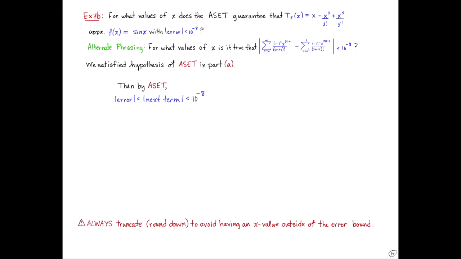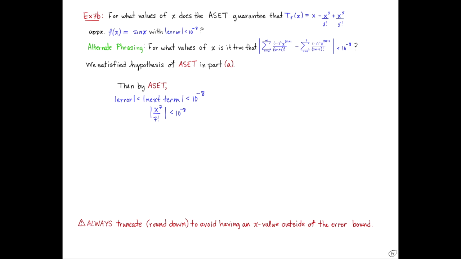Pay close attention to your inequality in these types of problems to make sure that it always makes sense the direction that you have them going. Since we're using the 5th degree Taylor polynomial to approximate sine x, the next term, the first one we're not using, is x to the 7th over 7 factorial. And we want this to be less than 10 to the -8th.